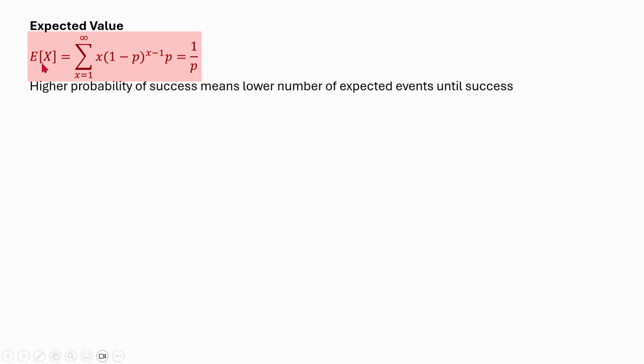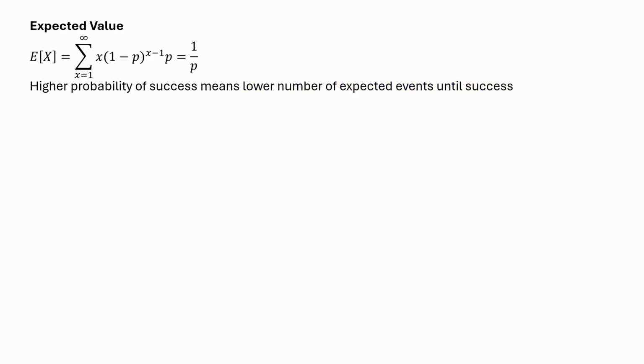So you know that E[X] is equal to the summation of x p(x). So p(x) is this whole thing for the geometric distribution, and it is going to be 1 by p if you do the math. Now what does this mean? This means that if you have a higher probability of success, that means if p is large, then there will be a lower number of expected events until success.